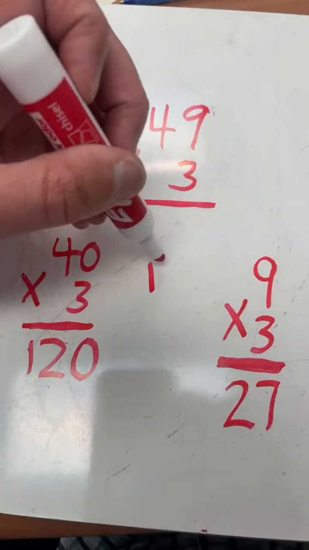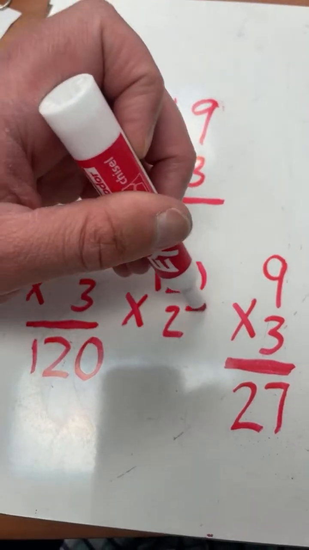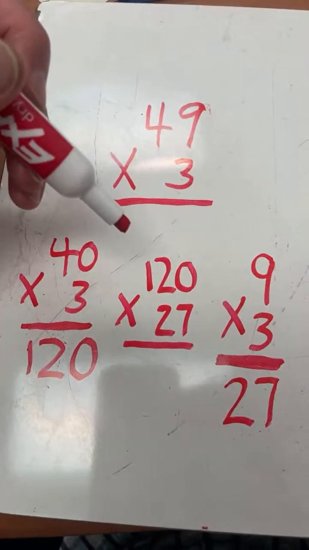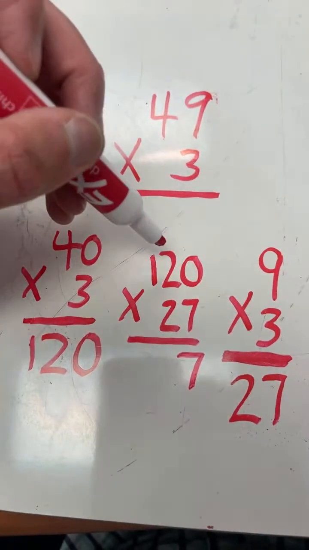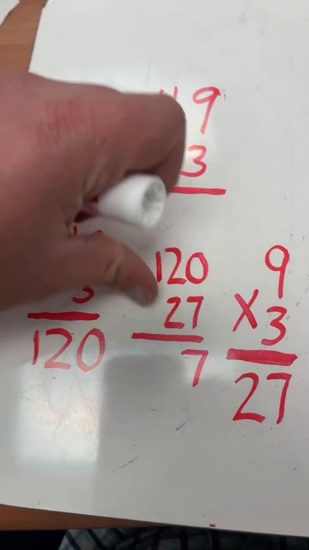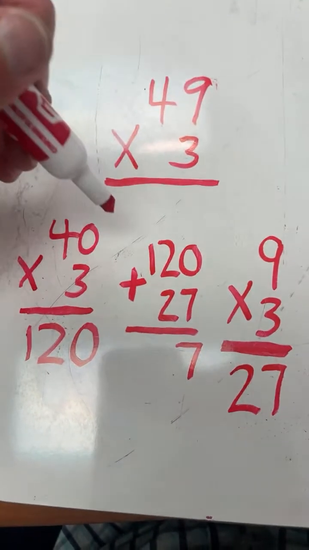Next, we have to add these two numbers together to get our final answer. 120 plus 27. 0 plus 7 equals 7. 2 plus 2. Whoa, why did I put a multiplication sign there? That should be a plus sign. We're adding the numbers together.